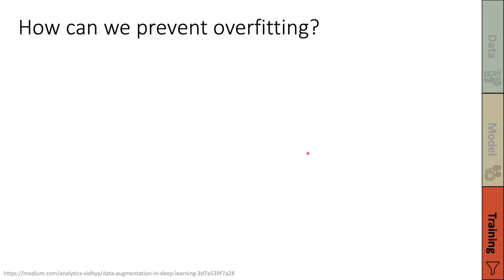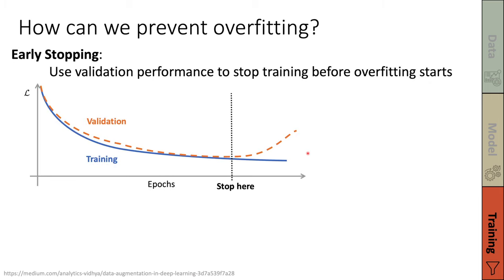Now, how can we actually prevent overfitting? One solution would be to just stop training as soon as we notice it. We can monitor the validation performance through our training and then stop training before the overfitting starts. Or as soon as we notice overfitting, we stop the training and roll back to a checkpoint where we haven't seen overfitting yet.